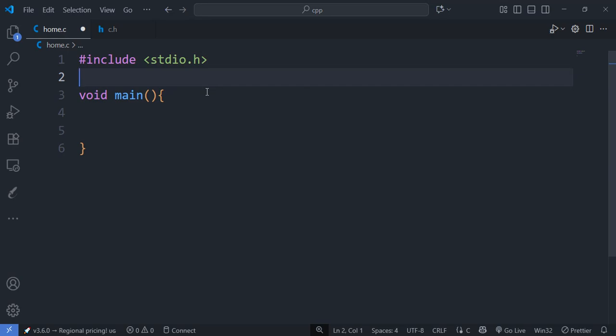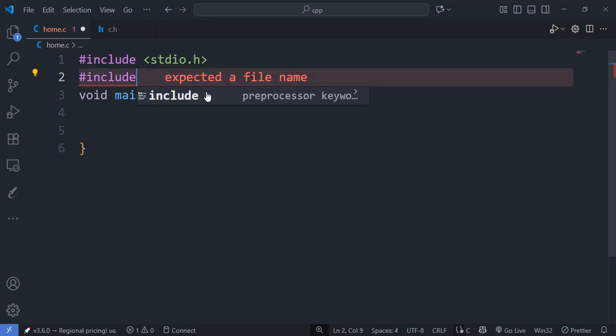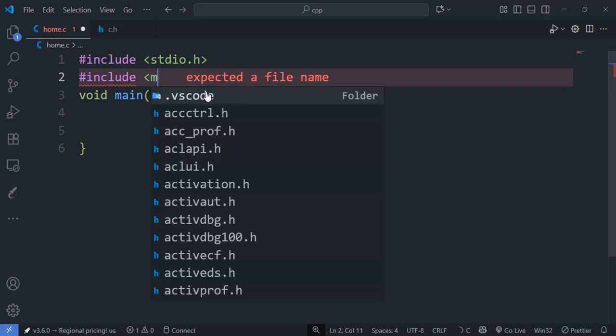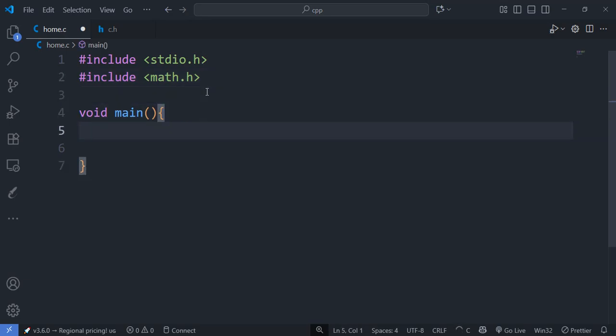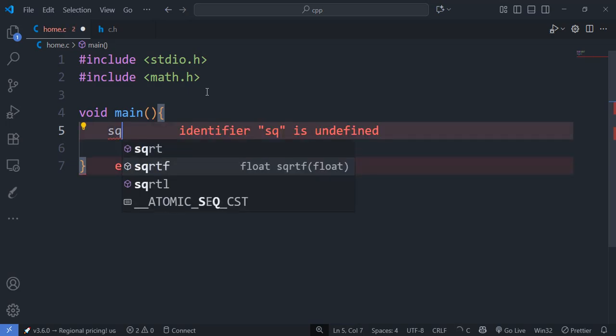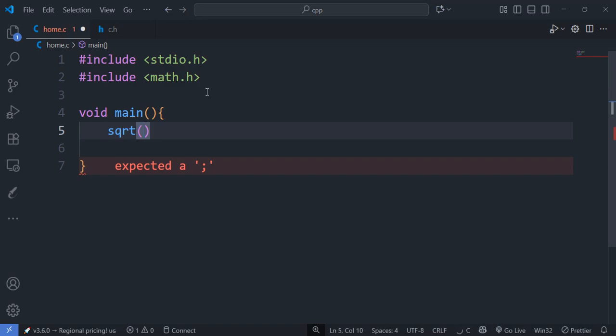In order to use these math functions, we are going to use the #include preprocessor directive, and then we include the math.h header file like that. After doing that, we are going to see the common ones that we have. The first one is the square root, sqrt, which stands for square root.